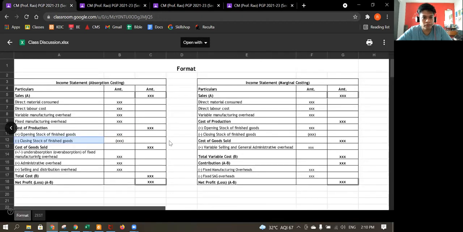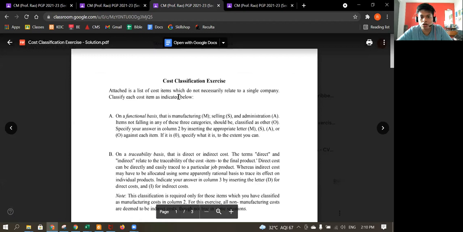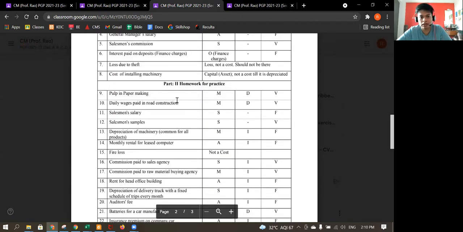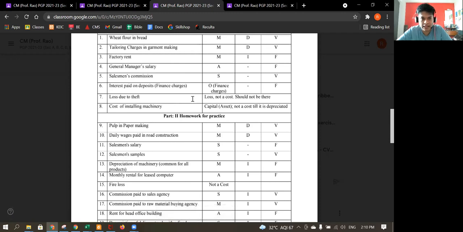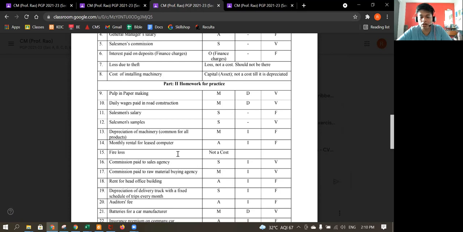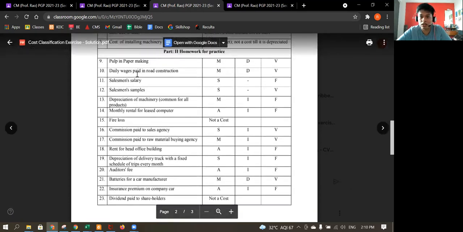Next topic. Okay, this was done. Cost classification. This was a very basic topic covered earlier. I don't think it is the last question, so I'm just highlighting a few things that are important. Over here, fire loss or abnormal loss is not a cost. Depreciation of machinery is a cost. Purchase of machinery is not a cost.